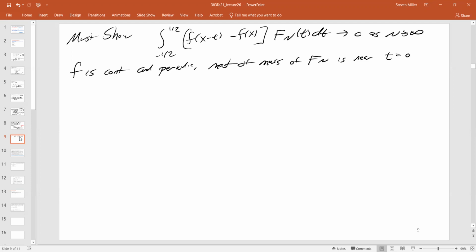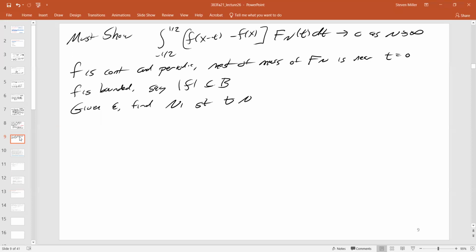So if f is continuous and periodic, f is bounded. Say the absolute value of f is less than or equal to B. So given epsilon, find n1 such that for all n greater than n1, the integral over absolute value of t greater than delta of Fn of t dt is less than epsilon. I'm not going to bother making all the epsilons come out nice.